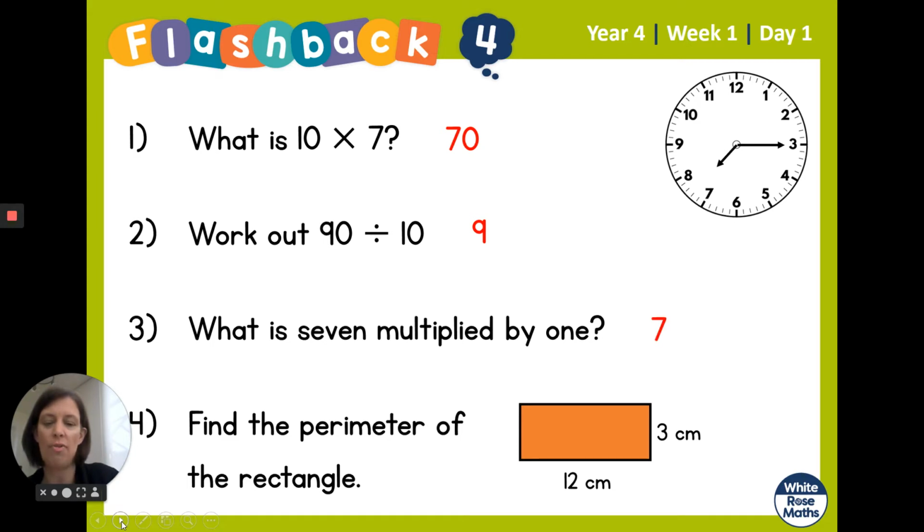Find the perimeter of the rectangle. So if you've forgotten, perimeter is the distance around the outside edge of the rectangle. So if this is 12 and this is 3, that's 15. But we need to remember to add these two sides as well. Double 15, 30 centimetres. Okay, and then if you had a go at the time, the time on the clock is 7:15. Well done if you got on well with those.